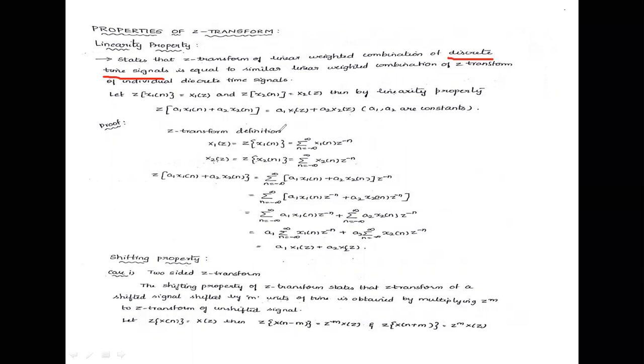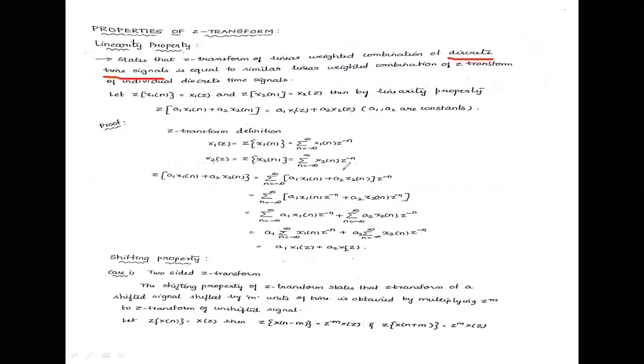Now substitute the Z transform definition. X1 of Z is the Z transform of x1 of n, the sum over n equal to minus infinity to infinity of x1 of n Z power minus n. And X2 of Z is the transform of the signal x2 of n, in the definition x2 of n Z power minus n. Now I am combining the two signals, a linear weighted combination of discrete time signals, a1 x1 of n plus a2 x2 of n, as a combined signal.